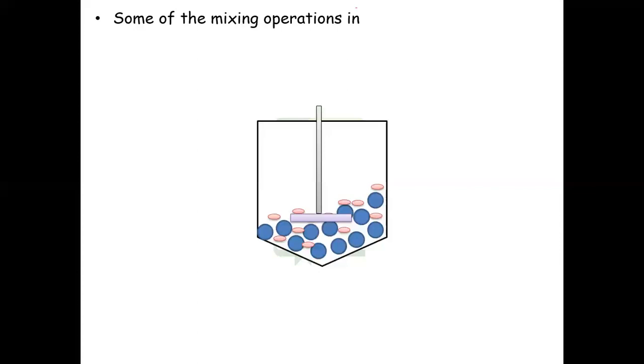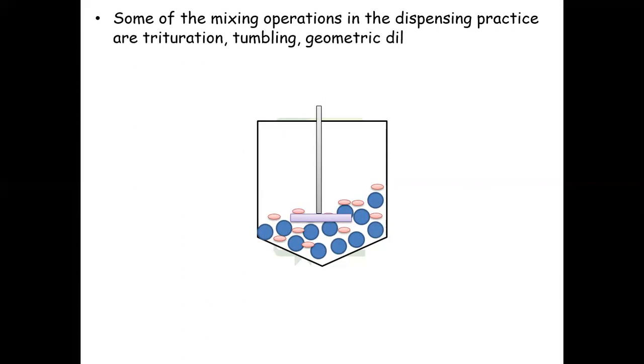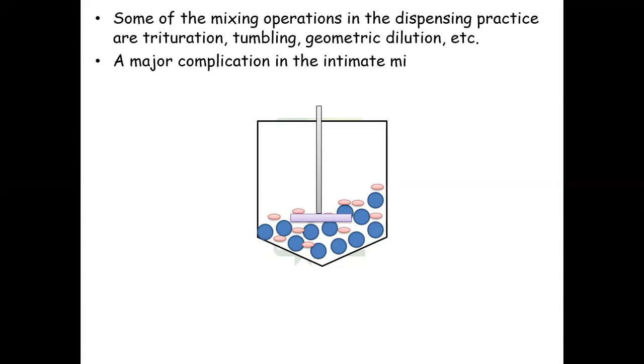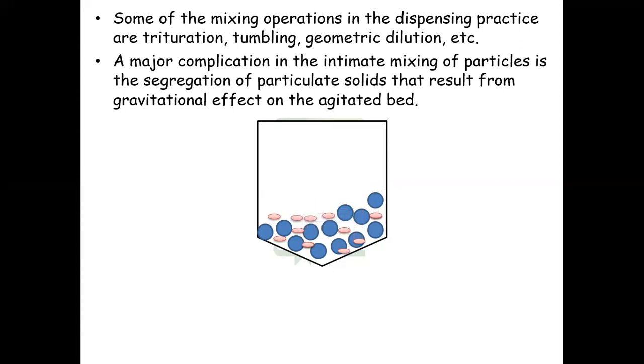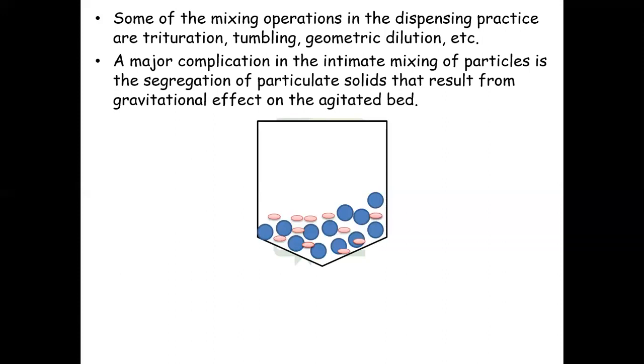So some of the mixing operations in the dispensing practice are trituration, tumbling, geometric dilution, etc. A major complication in the intimate mixing of particles is the segregation of particulate solids that results from gravitational effect on the agitated bed. Now suppose this is a bed which is being agitated. If you mix them, the solid particles get mixed with one another, but a major problem is that there occurs segregation. So segregation means what?